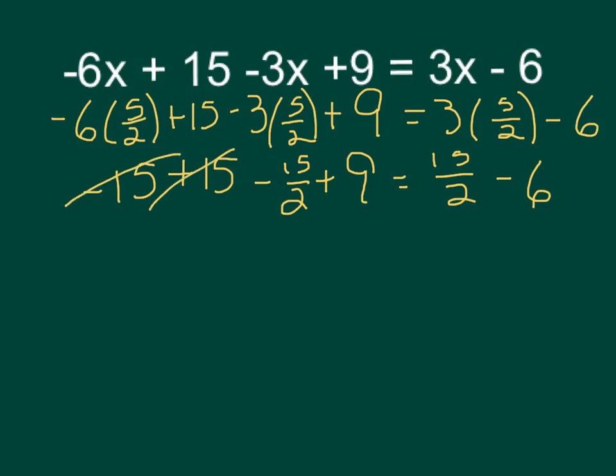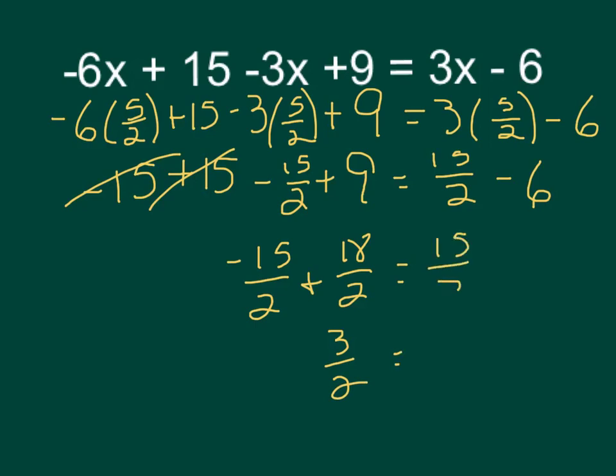Negative 15 over 2 plus 9. Well, we need a common denominator. 18 over 2 gives us, on the left side, negative 15 plus 18, 3 over 2. Now on the right side, 15 over 2 minus, well again, we need a common denominator, 2, and then 6 times 2 in our numerator is 12. 15 minus 12 is 3. So 3 over 2 equals 3 over 2, and we checked it.